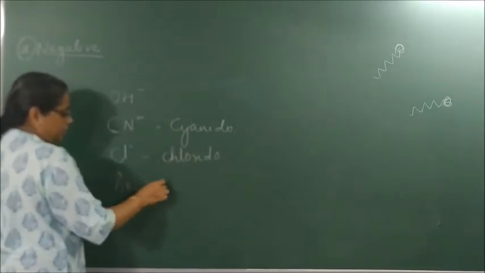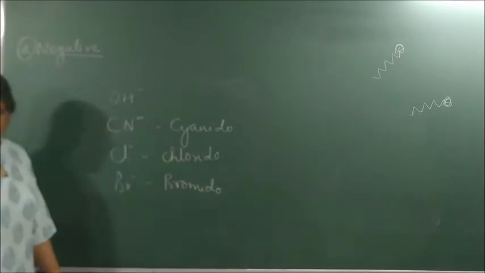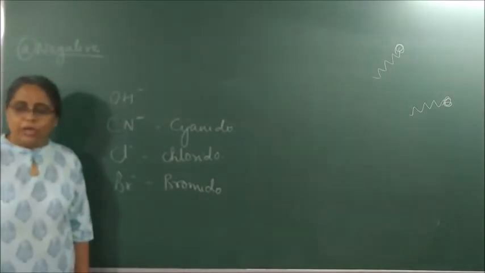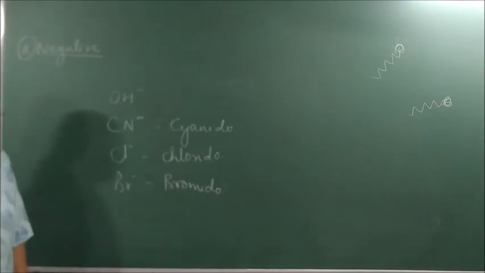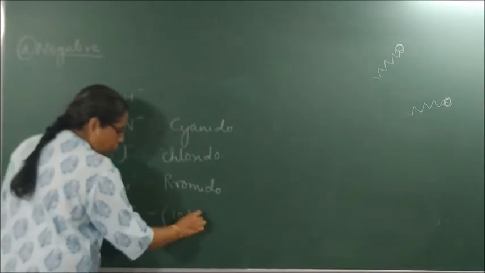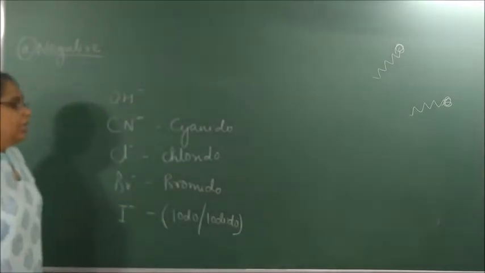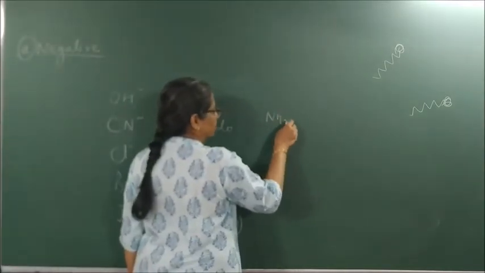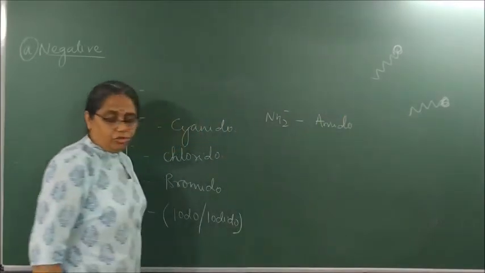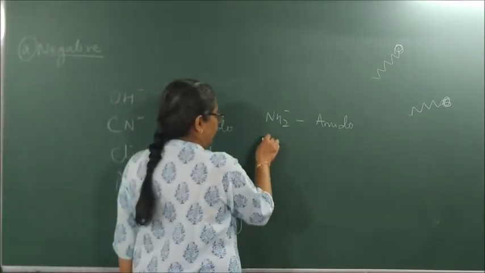Br minus, bromido. I minus. You can write both iodo or iodido. I minus, you can write this as iodo or iodido. Okay. Next, NH2 minus, amido. NH2 minus is called as what? Amido.